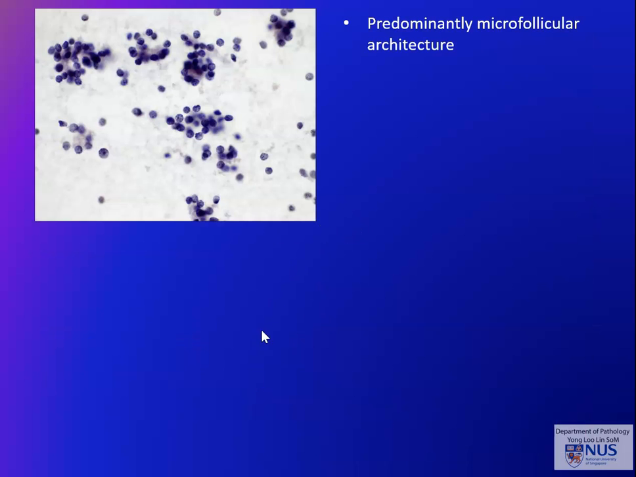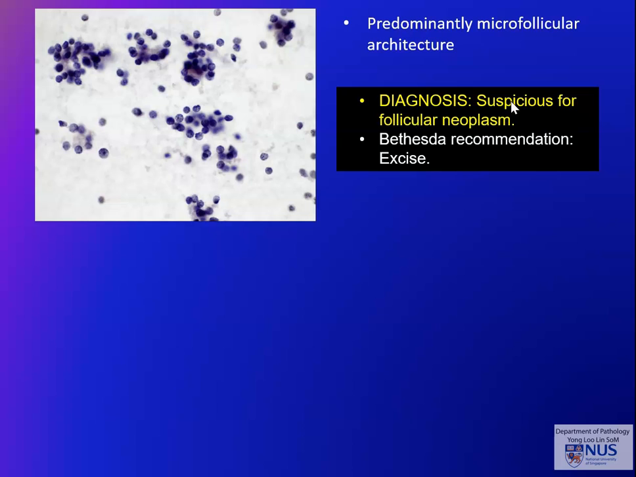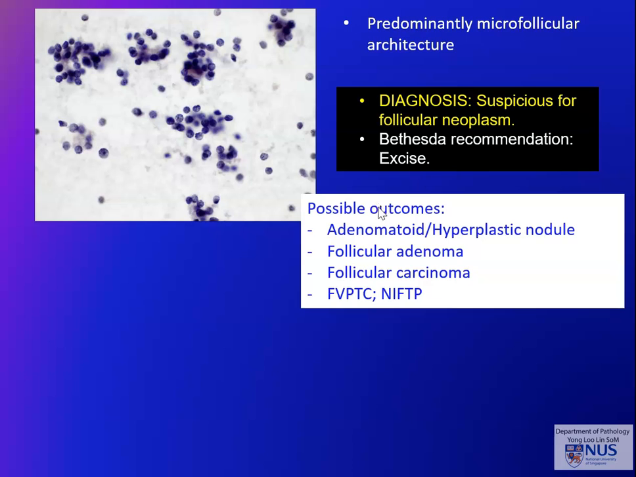For the next case, again, I think you have seen this picture earlier. This actually shows a predominantly microfollicular architecture, little rosette-like structures, and this therefore would be called suspicious for follicular neoplasm, and the Bethesda recommendation would be lobectomy or excision.